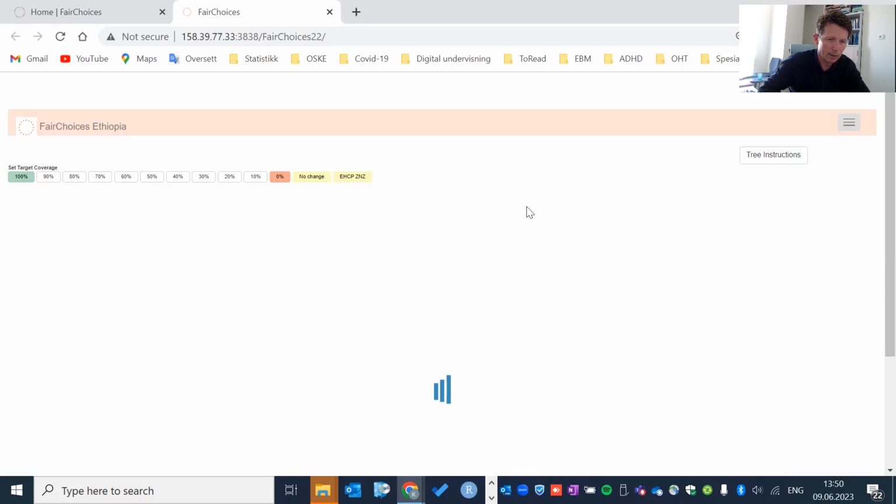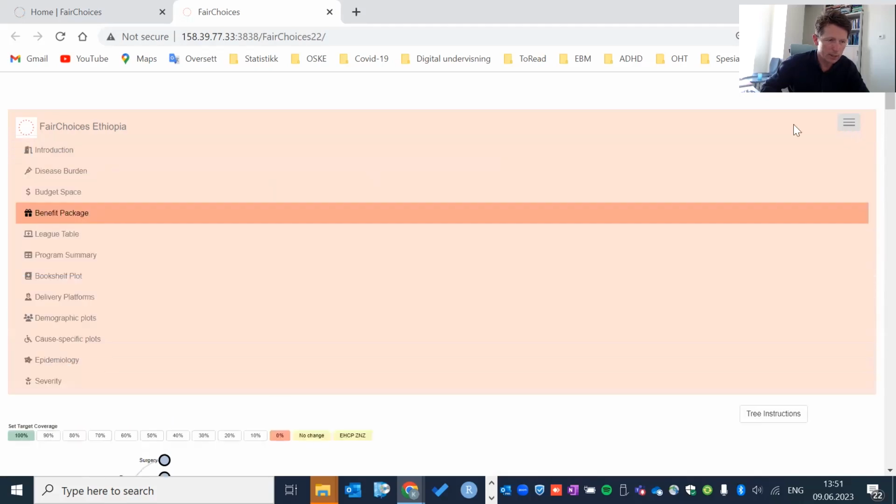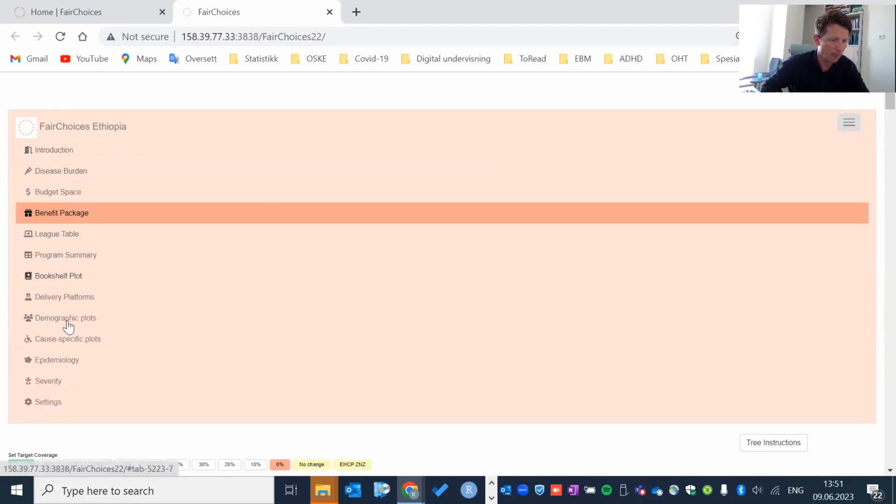This icon here shows that we're now pulling down data from the 4 computers we have in Oslo, and now they are loaded. Here you see the decision tree with all the interventions, but we will go back to one of the previous tabs first. Fair Choices is organized around this list of tabs, and each tab has a separate function.